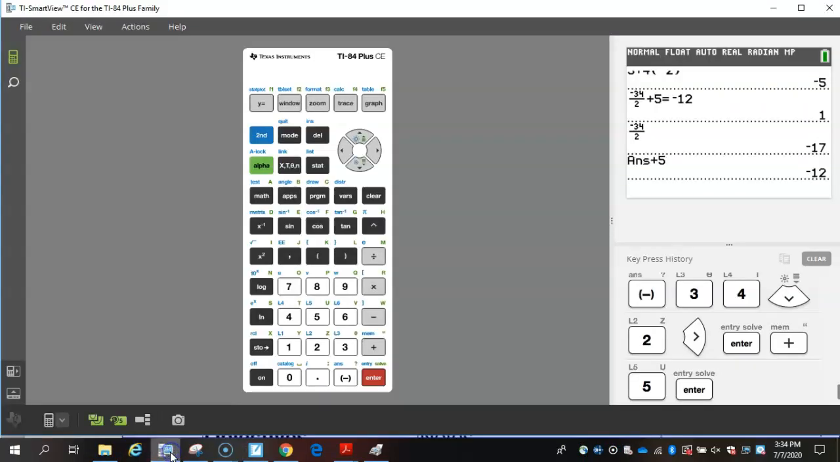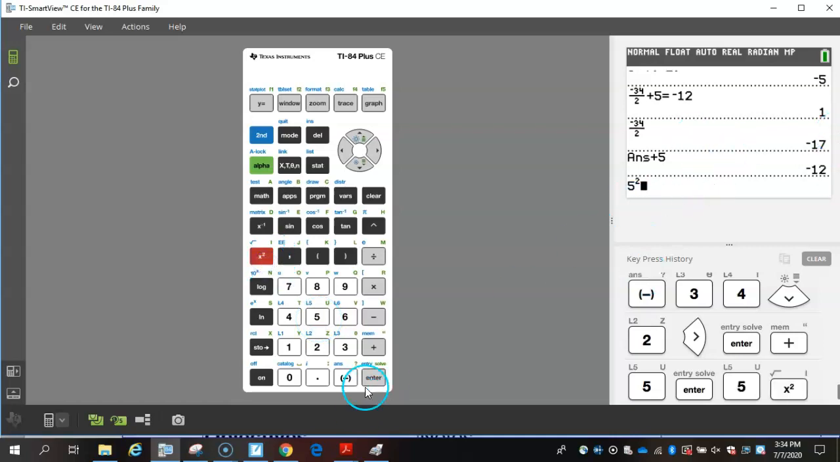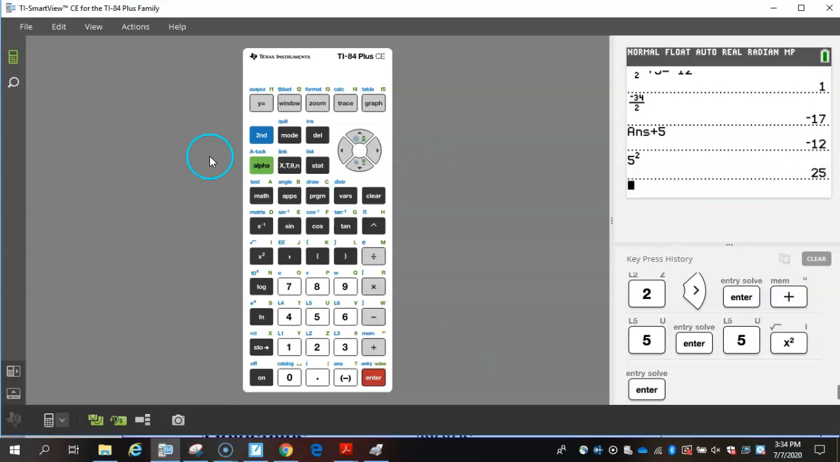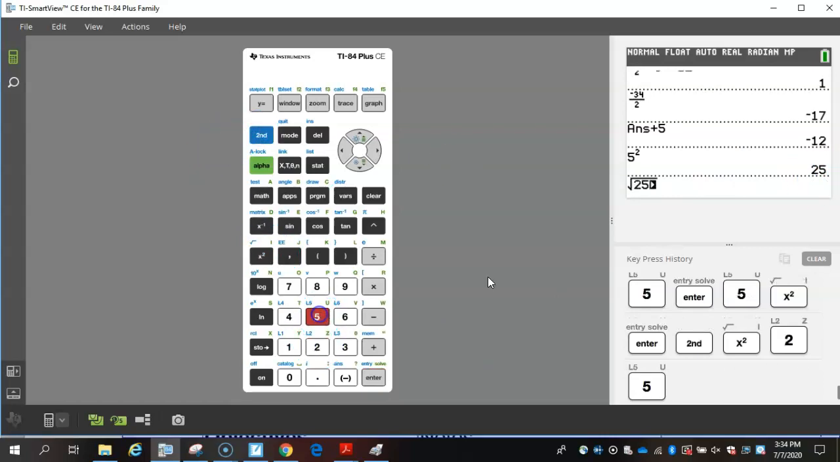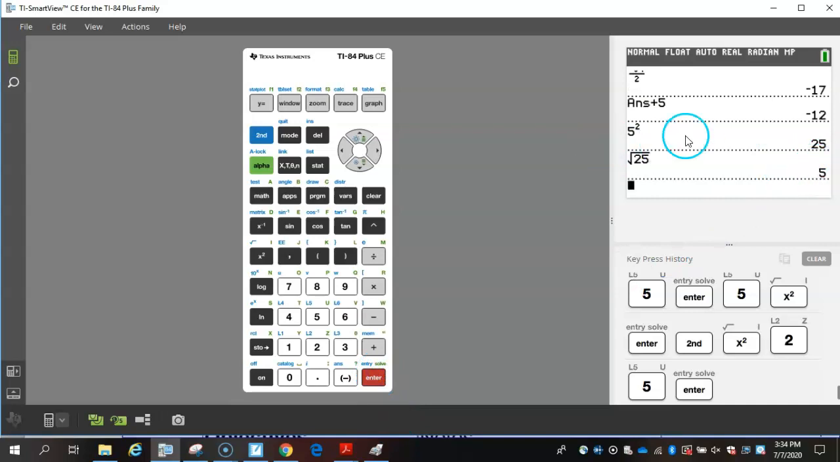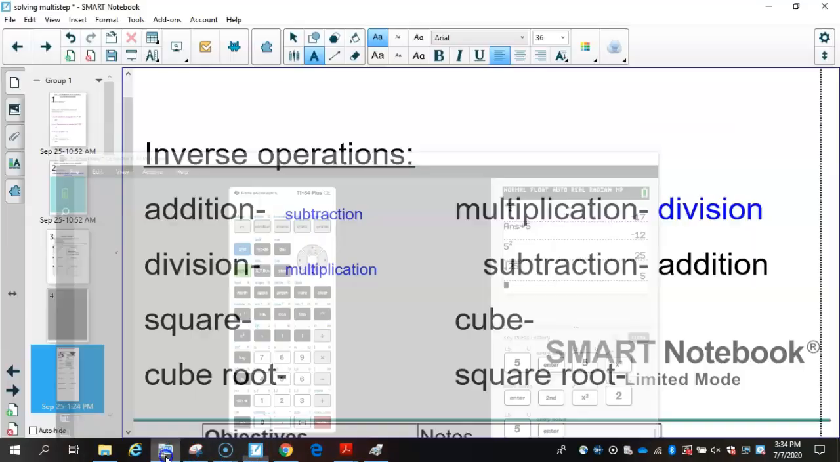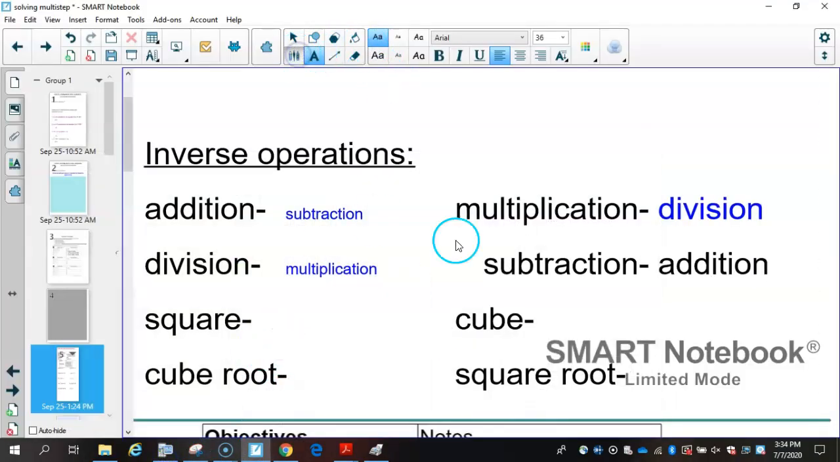So square and square root are inverses. I'm going to show this to you on a calculator just so you see kind of what I was talking about. So let's take 5 for an example. 5 squared, or 5 raised to the second power, is 25. If I take the square root of 25, I'm looking for what number multiplied by itself gave me 25, and that would be 5. So they kind of undo each other. So instead of typing these two out, I'm just going to draw arrows.